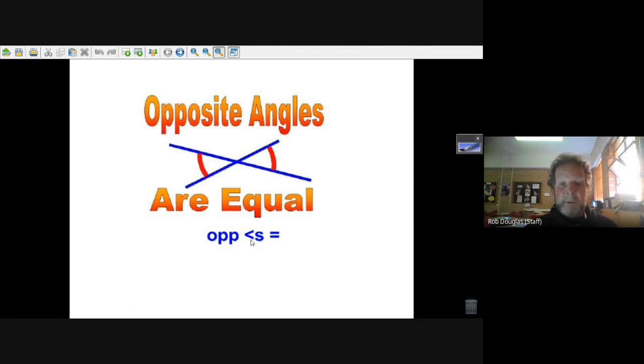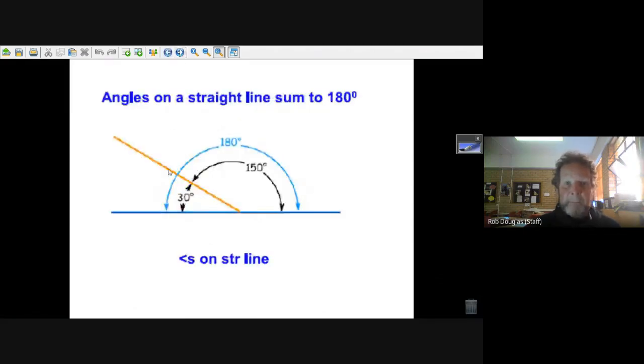You have to write these symbols, opposite angles equal. Every time in geometry, when you make a statement, you got to give a reason. So that's the first one.